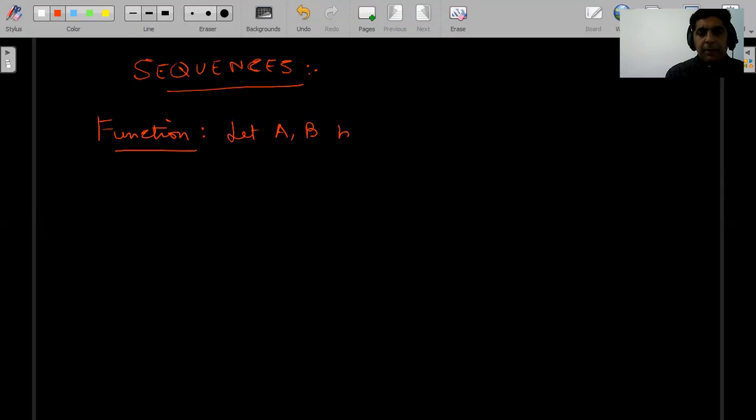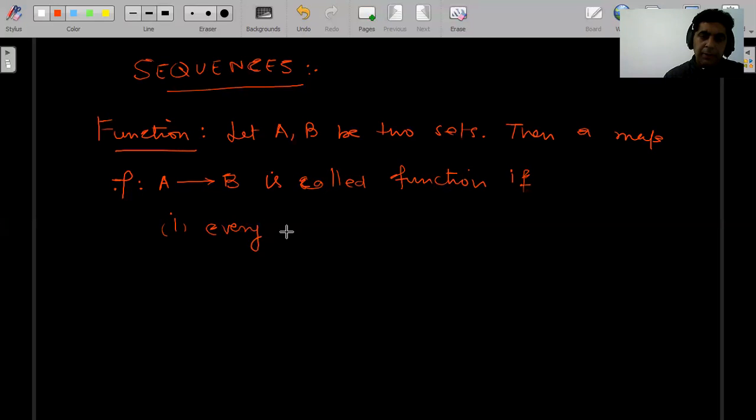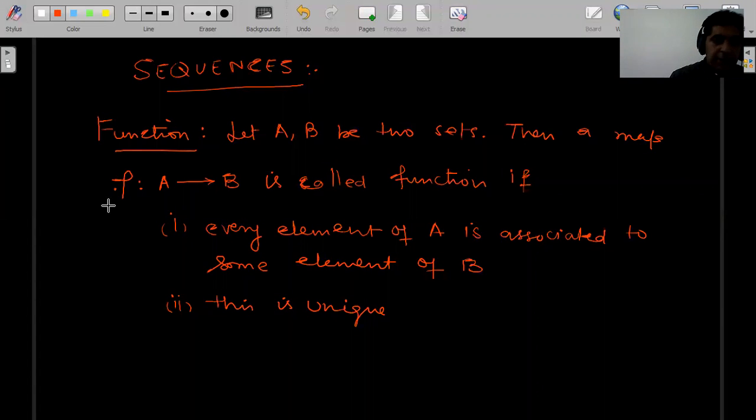Let A, B be two sets. Then a map F from A to B is called a function if every element of A is associated to some element of B. This association is unique. If these two conditions are satisfied, then we say that this is a function.